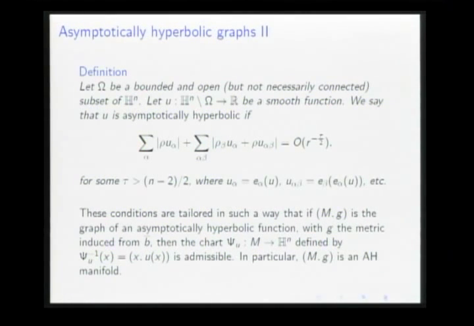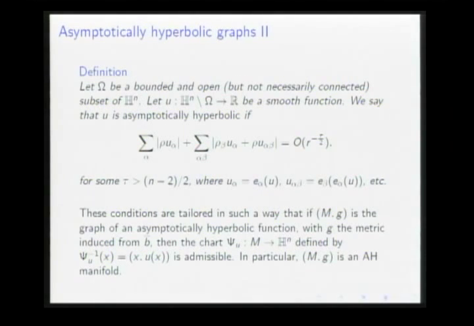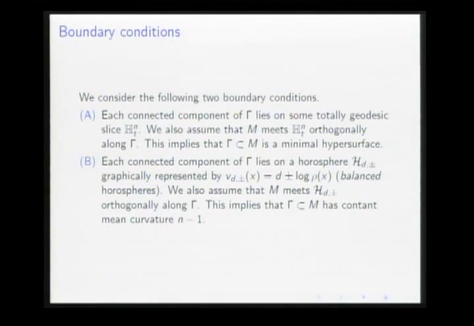So you can do the same thing that Lam did in the Euclidean setting, in the hyperbolic setting. Okay, so I'm going to consider two boundary conditions. One is the minimal boundary condition. The other one is the constant mean curvature.